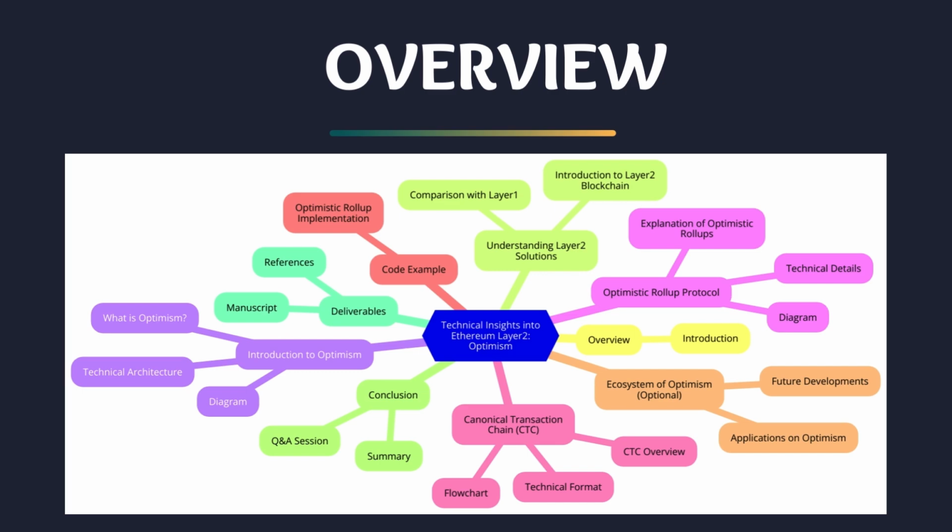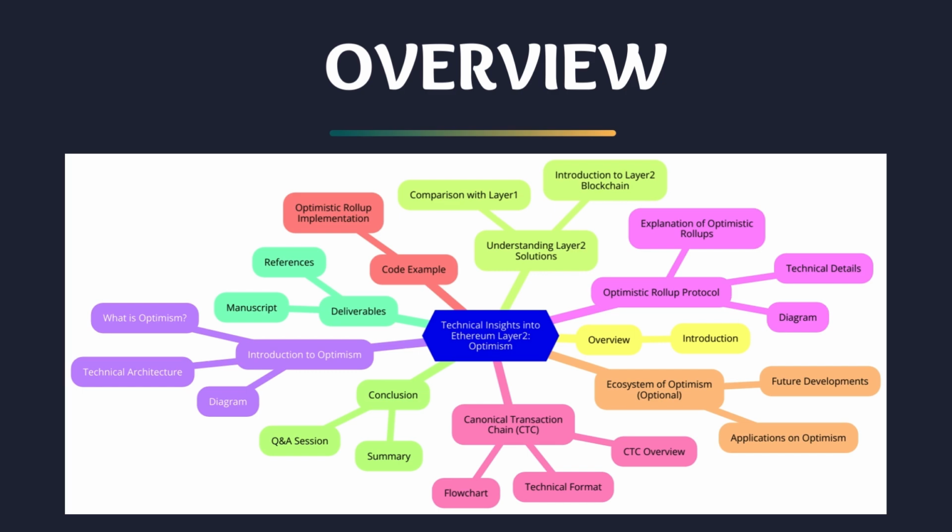Optimism is a Layer 2 solution built to scale Ethereum by using optimistic rollups. It allows for faster and cheaper transactions while maintaining the security of Ethereum's Layer 1. We'll look at its technical architecture, which uses rollups to bundle multiple transactions into a single batch, reducing the load on Layer 1 and improving overall efficiency. We'll also include a diagram to illustrate the interaction between Ethereum Layer 1 and Optimism Layer 2.